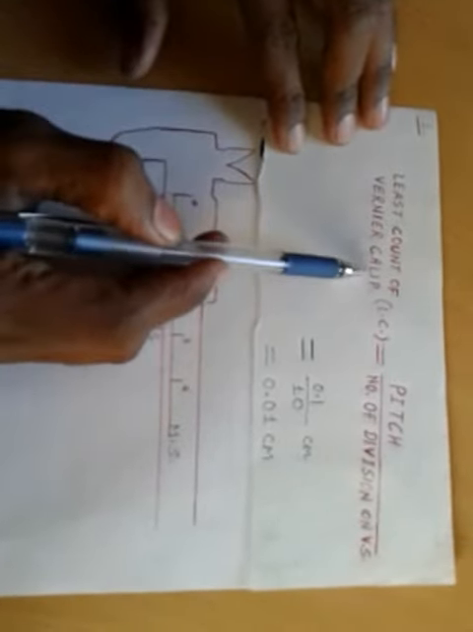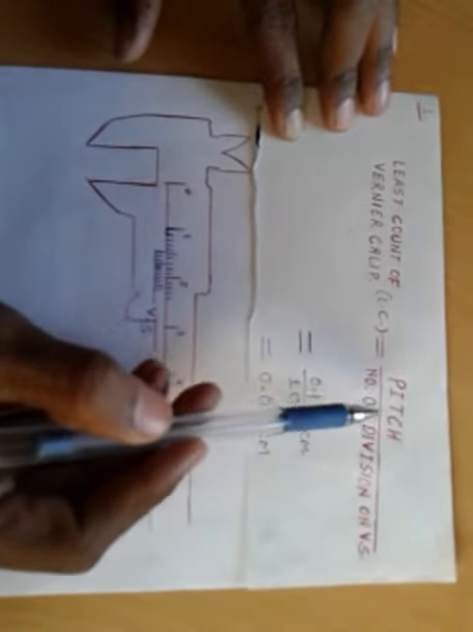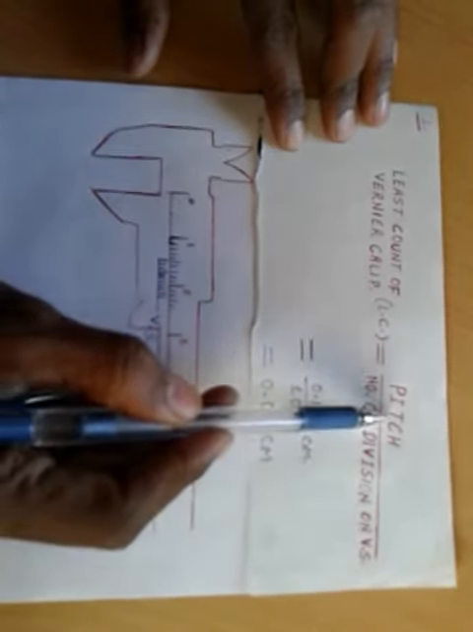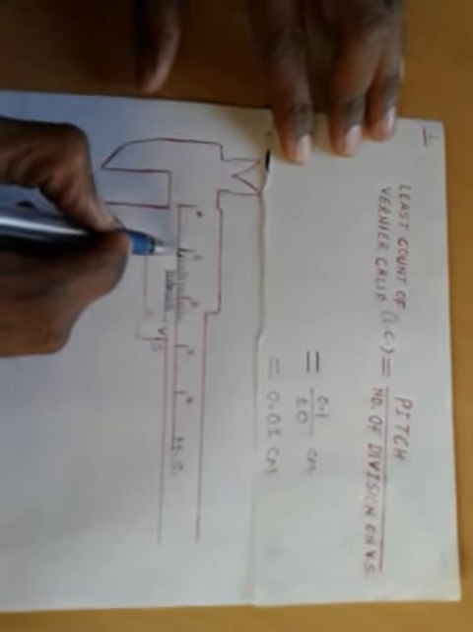Least count of vernier calipers. You must know the pitch and the number of divisions on the vernier scale. Pitch means the main scale's minimum measurement, which is 0.1 centimeter.